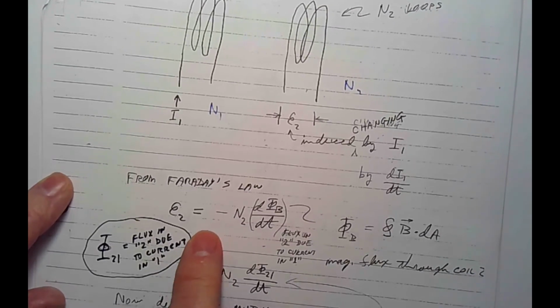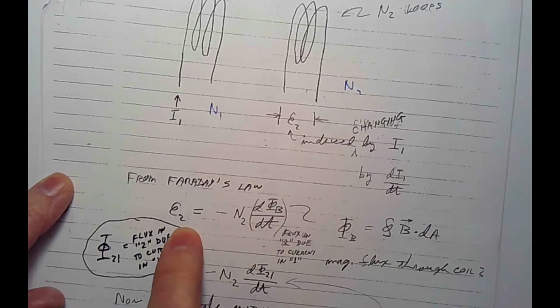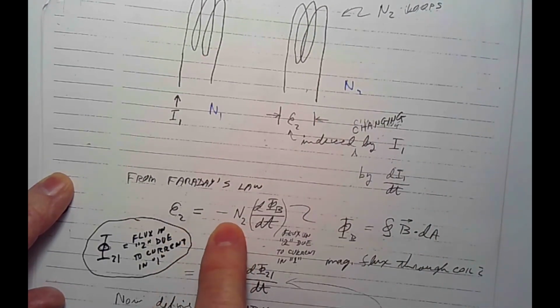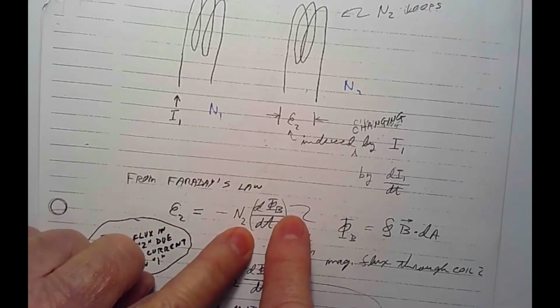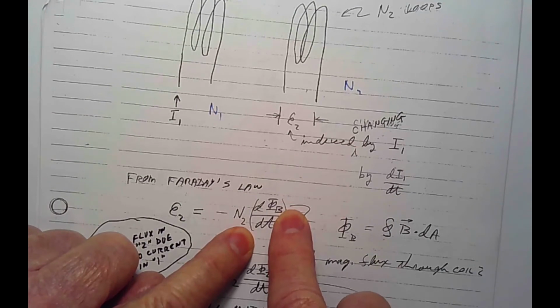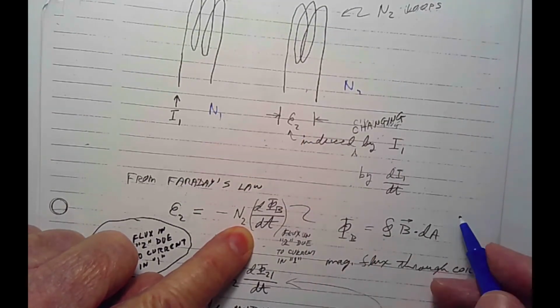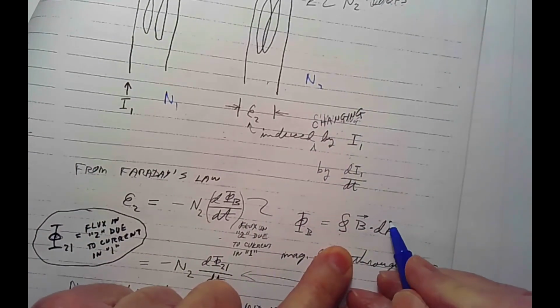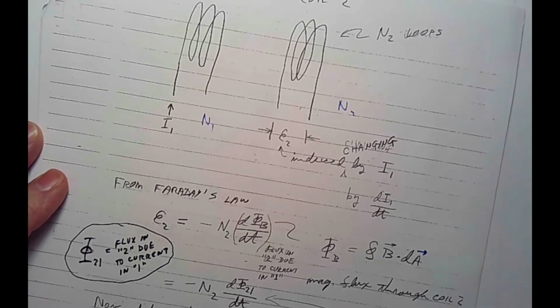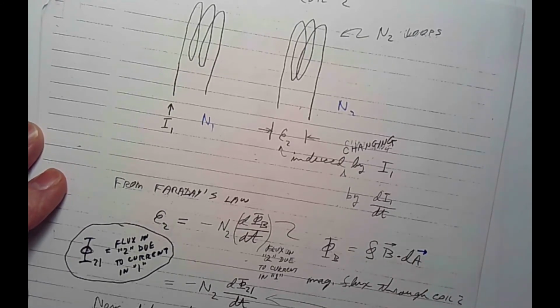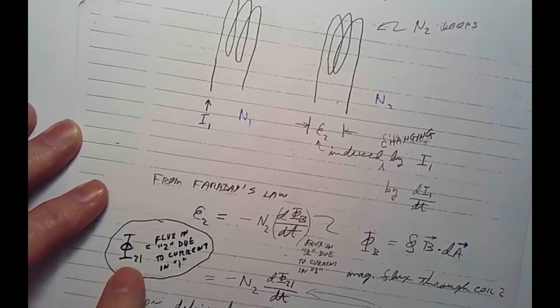Faraday's law, you know what Faraday's law says over here. It says that EMF2 is, Lenz's law, minus N2, the number of turns in 2, times the time rate of change of the flux in this coil. What's that flux? That flux there is the integral of B dot dA. Whoops, there's a missing vector stroke. Shame on you, Conrad. That's the magnetic flux through coil 2. So we're going to call that flux phi sub 2,1.